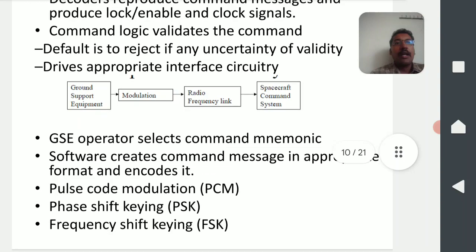The GSC operator selects the command mnemonic. Software creates the command message in the appropriate format and encodes it. The encoding process is done by any of the following methods. First one is pulse code modulation, second one is phase shift keying, and last one is frequency shift keying. These are the processes done in the telemetry, tracking and command subsystems.